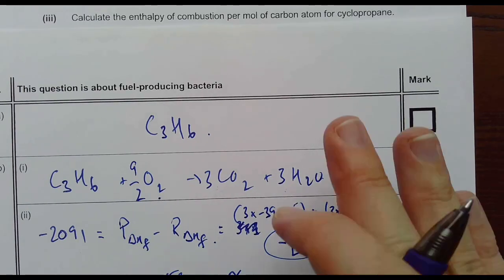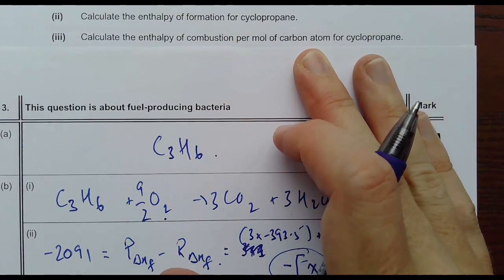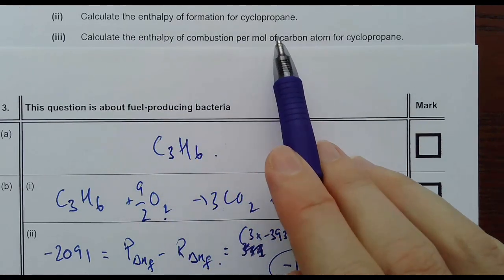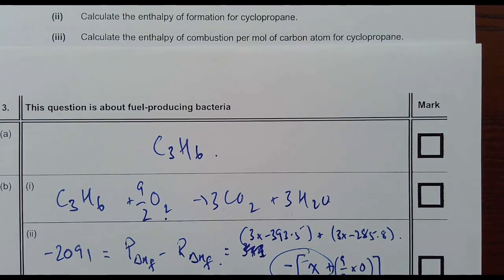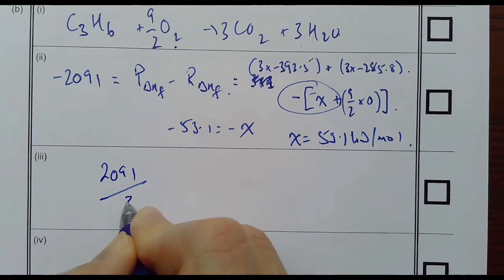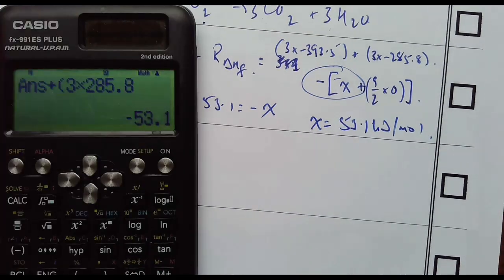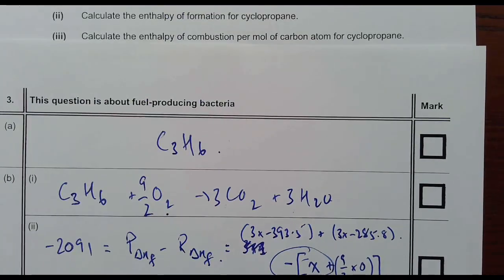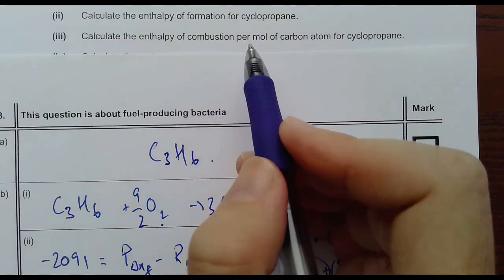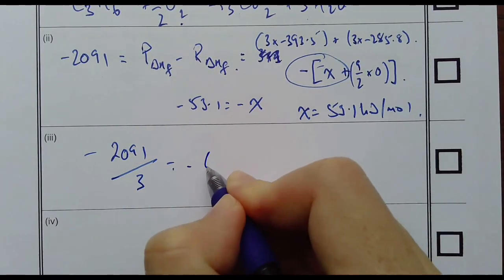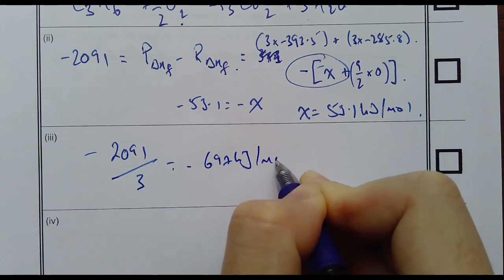Part 3, calculate the enthalpy of combustion per mole of carbon atom for cyclopropane. So cyclopropane is 2091. There are 3 carbon atoms, so I divide it by 3. So 2091 divided by 3 gives me 697. Now it says the enthalpy of combustion per mole. So combustion is going to be negative. So it's going to be minus 697 kilojoules per mole.